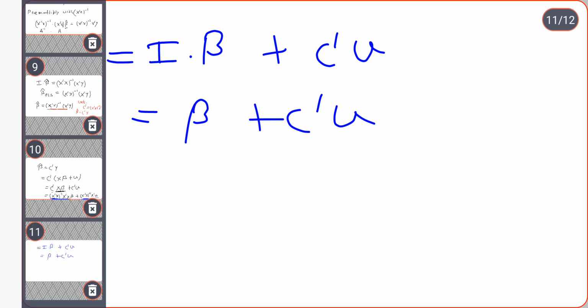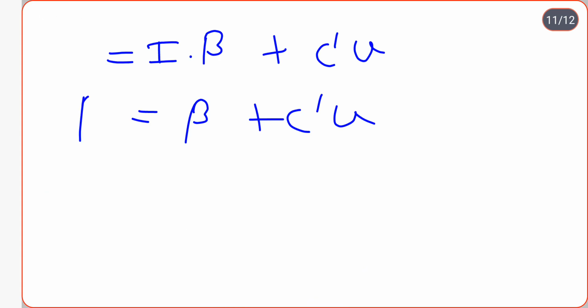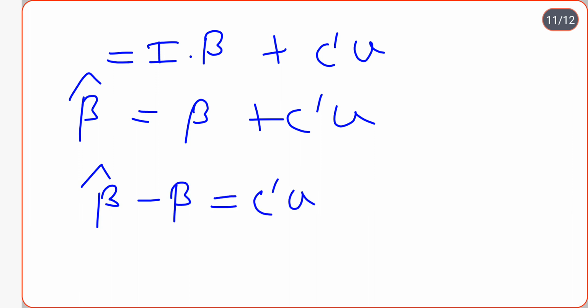So what is the value that you are trying to calculate? You are trying to calculate the value of beta hat. So I may write beta hat equals beta plus c dash u. So we may write beta hat minus beta equals c dash u. From this equation we may say that beta hat is linear with u. Beta hat, which is the vector of the parameters, is in linear combination with the vector of the error terms u. How can I say that they are in linear combination?